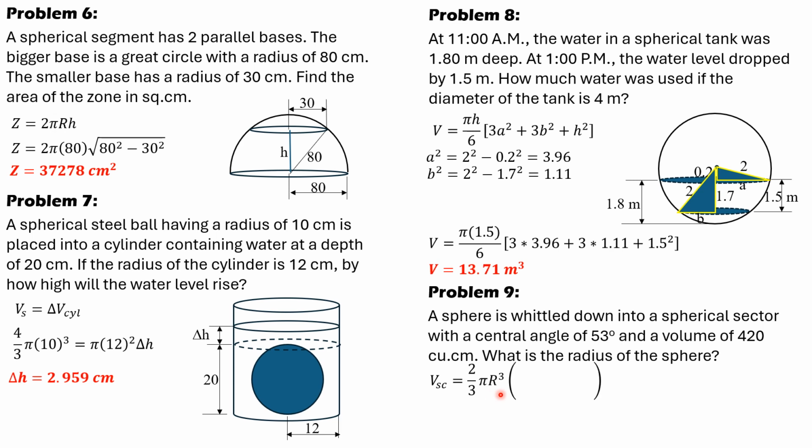So 2/3 pi r cubed quantity 1 minus cosine theta over 2, where theta is 53 degrees. And volume is 420, so the unknown here is r. Substitute into the formula and solve for the radius. So 2/3 pi 420 is 2/3 pi r cubed quantity 1 minus cosine 53 degrees over 2. Solving for r is 12.40 centimeters.